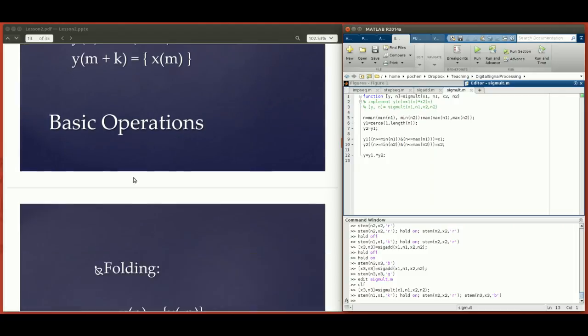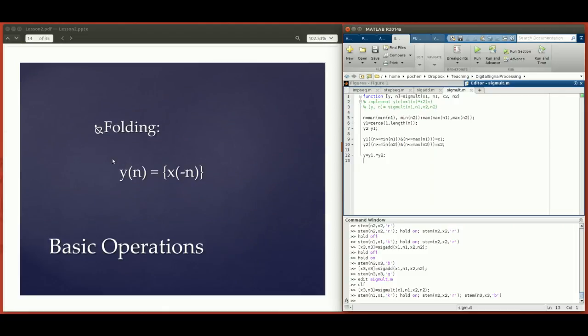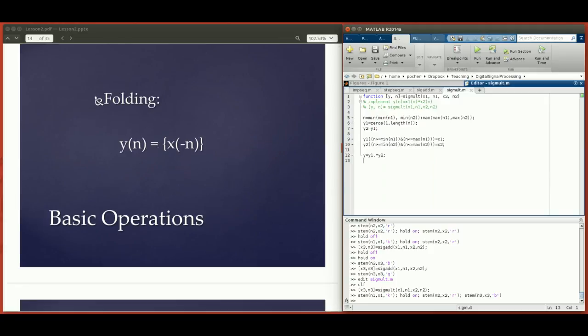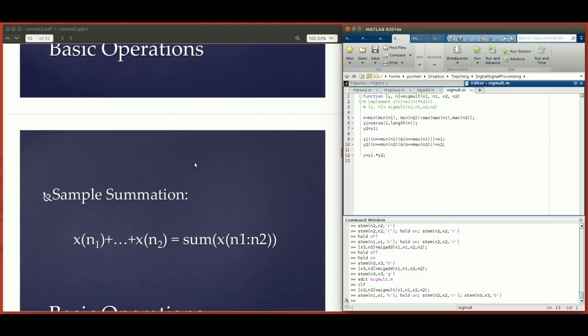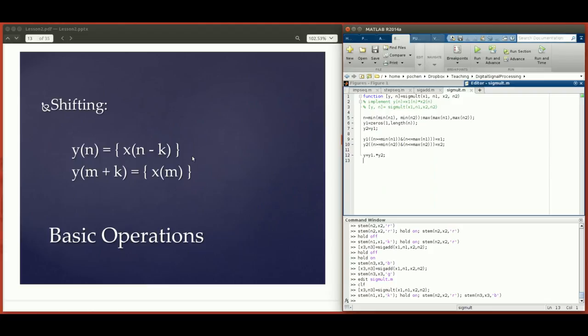And let's try to write a function for the shifting operation, and then we're going to do another operation called folding. Basically just flip over the function, so n becomes minus n, and then we're going to talk about something that's slightly more interesting.